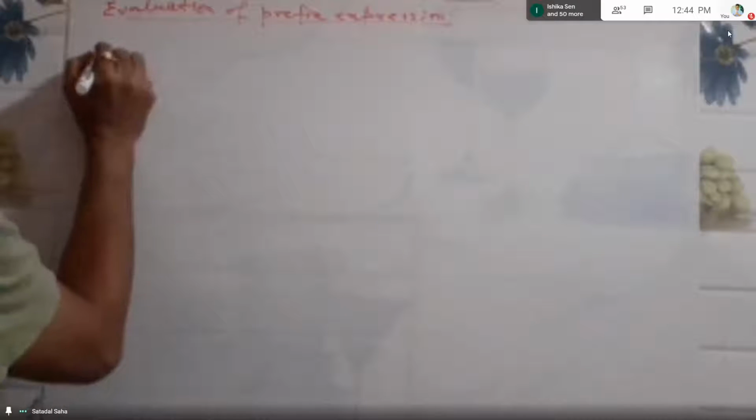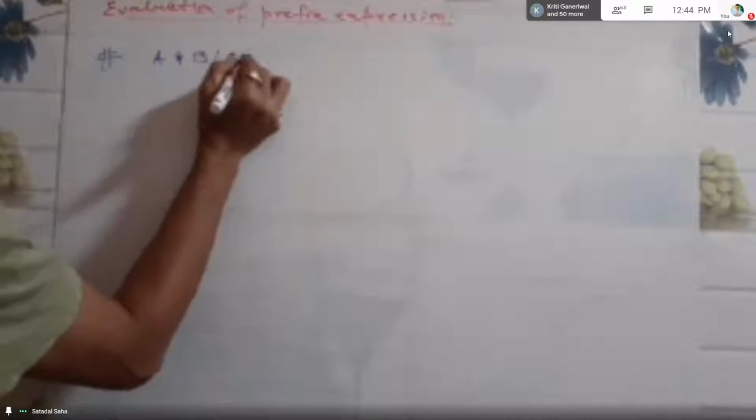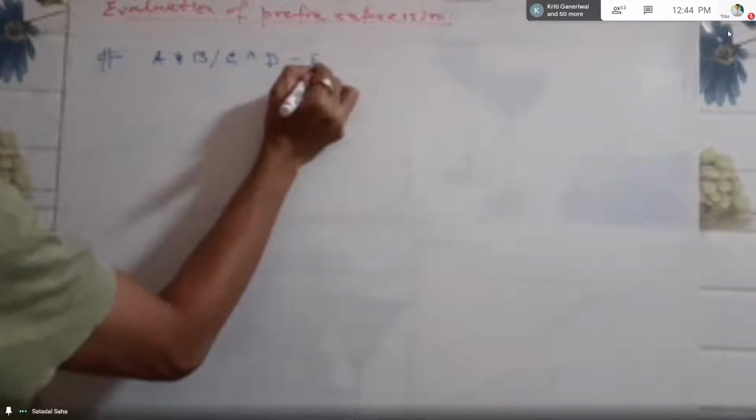I'm writing it over there. A star B slash C to the power D minus E. Multiplication B division C to the power D minus E. This is the infix expression given. Now you convert this infix into its equivalent prefix expression using either of the algorithms. Can you do it now?